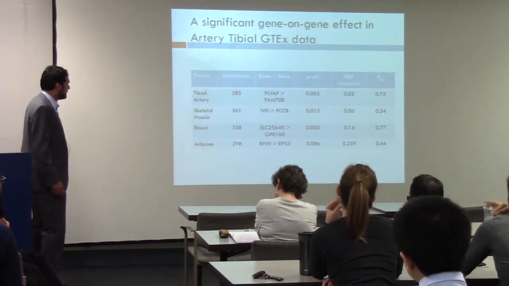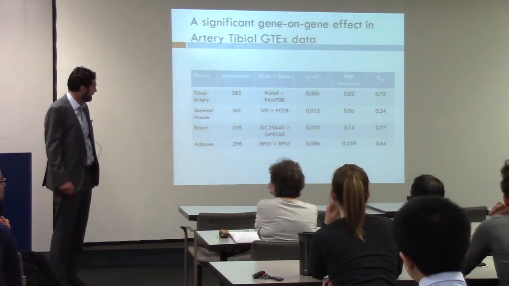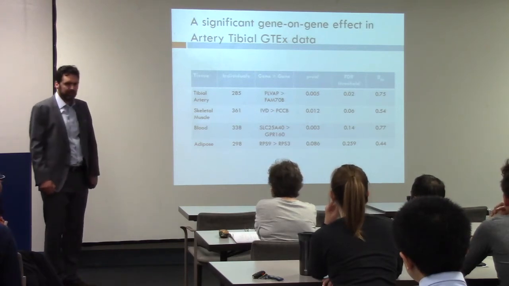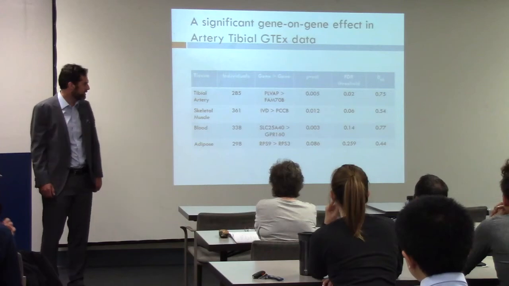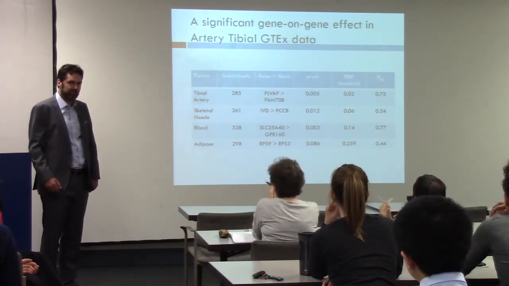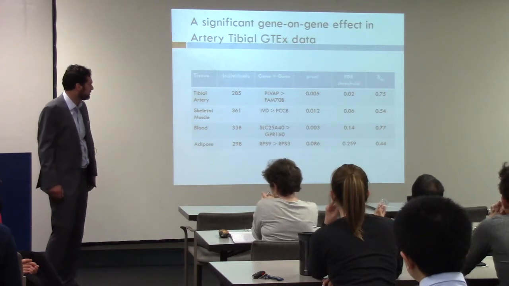So when we do this, these are the results that I get. What I'm presenting to you here is the top result from each of the different tissues we look at. Once running all the tests, we do FDR control, so there's a 5% false discovery rate in each tissue.